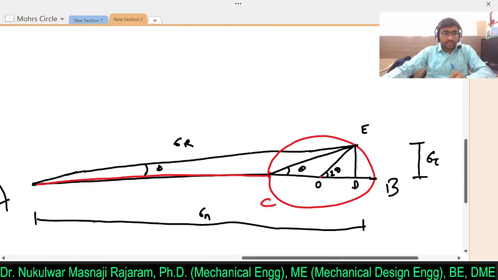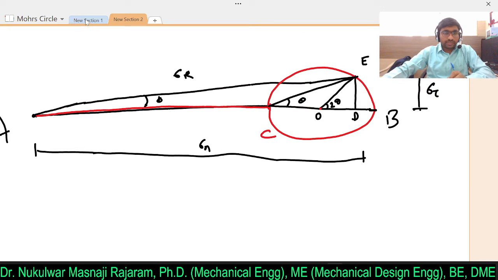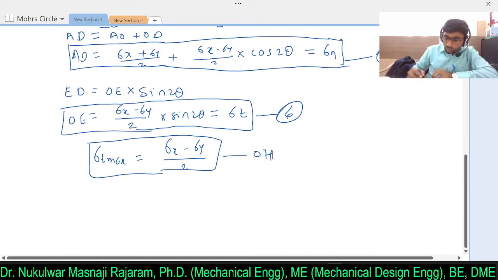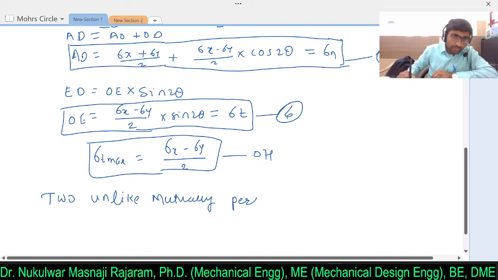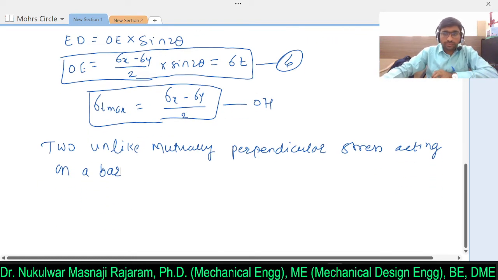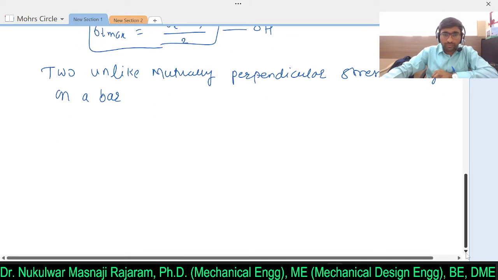Now let's consider the next case. That is, if two unlike mutually perpendicular stresses are acting on a bar. So one force is compressive and one force is tensile.